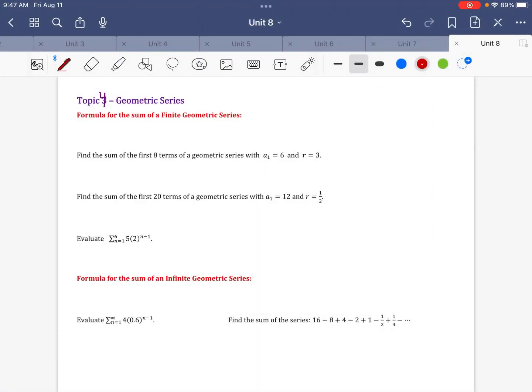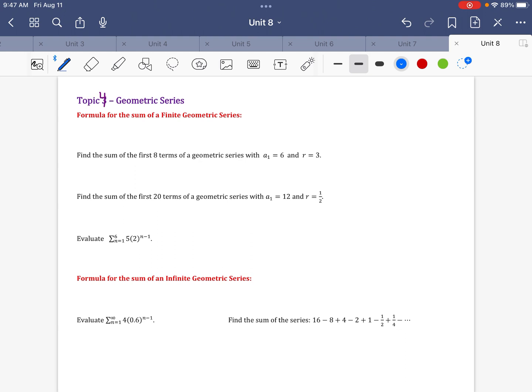Okay, so we're going to learn about geometric series here. I had a little typo, so I changed that to topic 4. A geometric series is when you take the terms of a geometric sequence and add them up. All right, and so we'll just jump right into the formula for a geometric series.